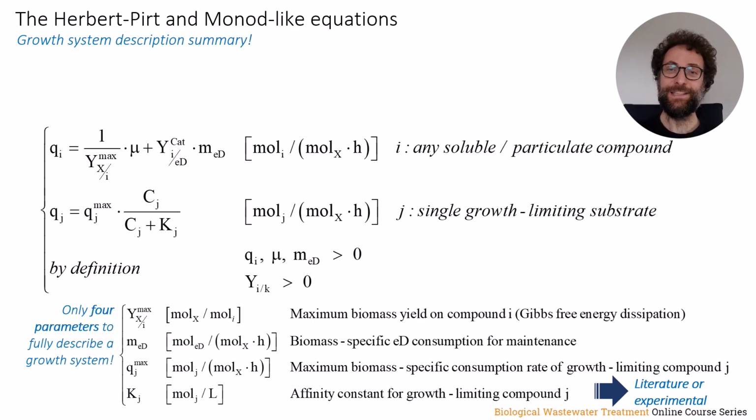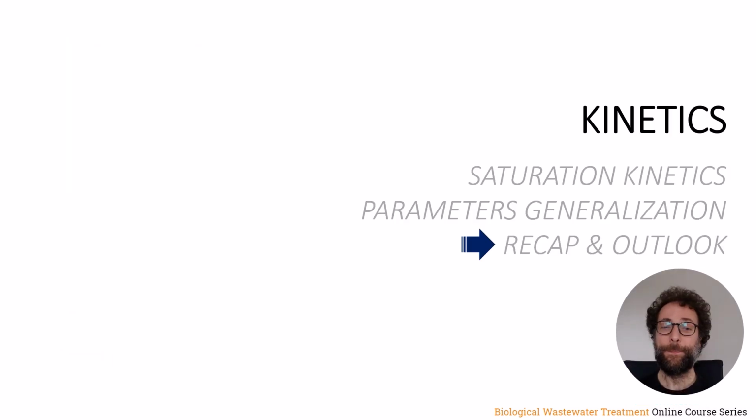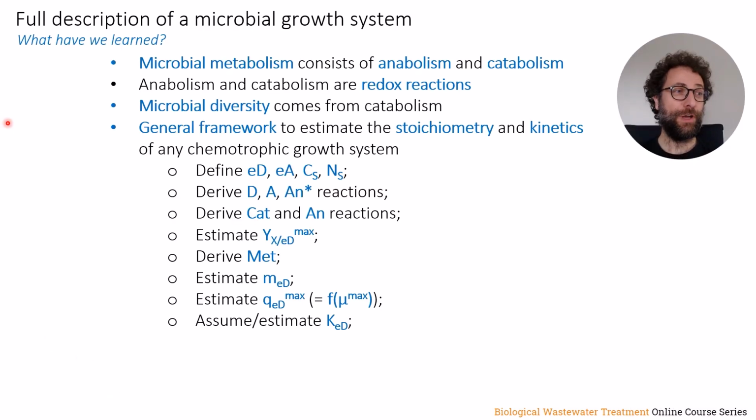And this leads us to the final small section of this video, which is a recap and an outlook. So in terms of recap and outlook, I would like to go through the procedure of what we learned together so far, and how this can then be used to model more complex communities. So a full description of a microbial growth system: what are the steps that we took and the concepts we learned?